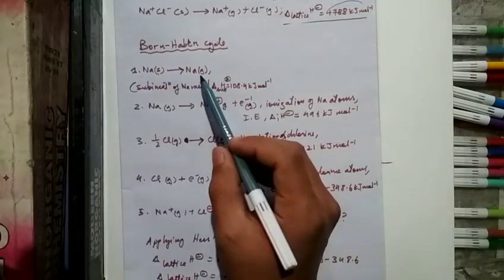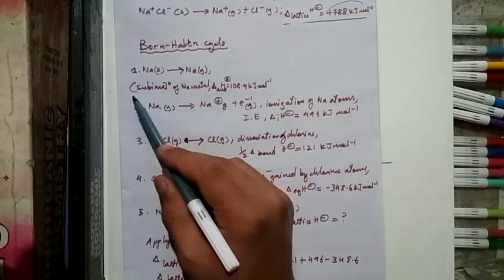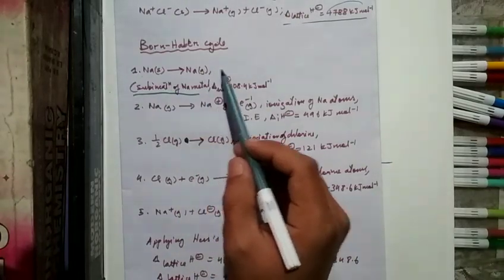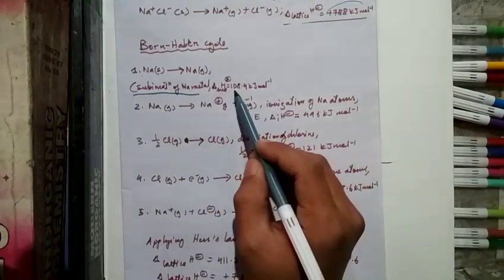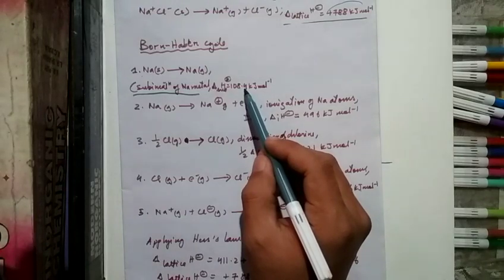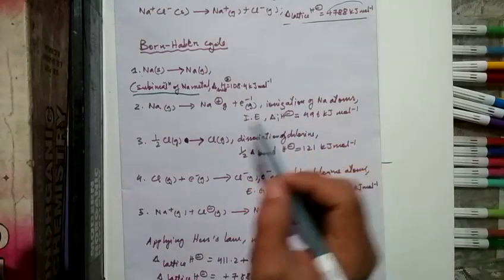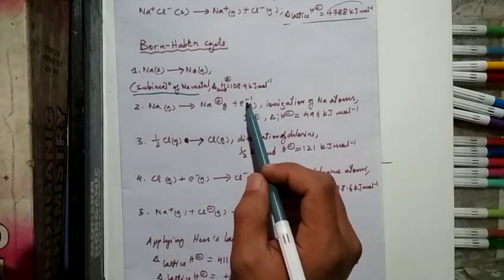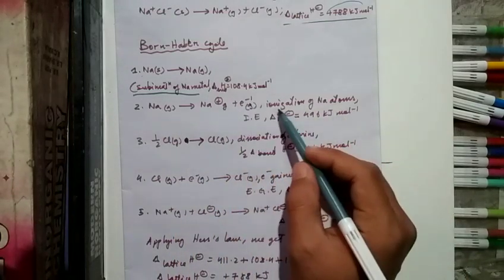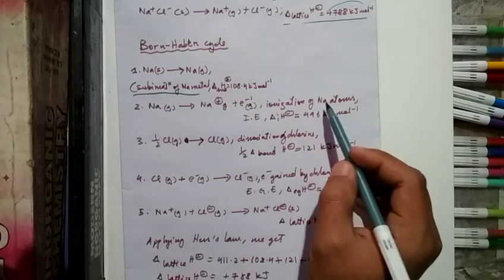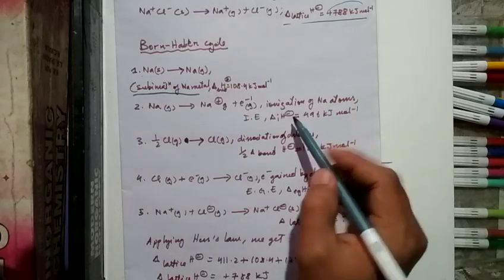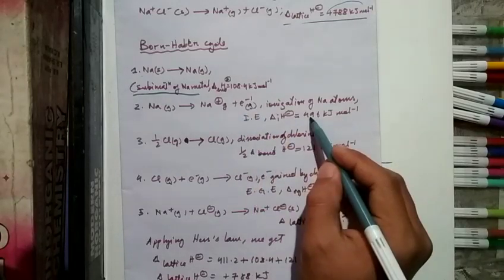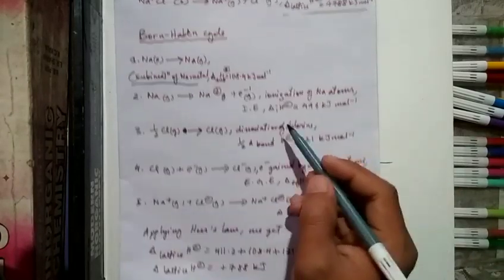The enthalpy involved here is known as sublimation enthalpy, solid sublimes to vapor, so 108.4 kilojoule per mole. Now this Na loses 1 electron. This is known as ionization enthalpy, and the ionization enthalpy is 496 kJ per mole.